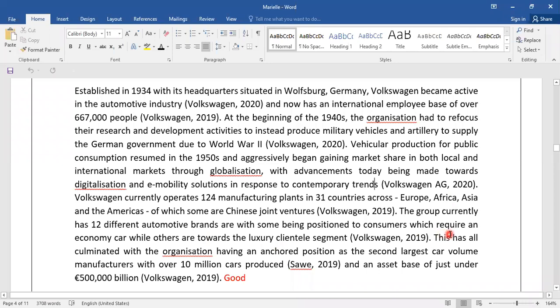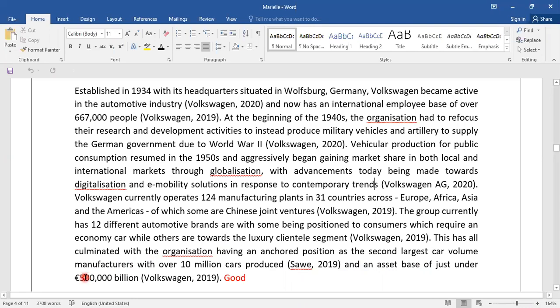They have the second largest share of manufacturers. They are the second largest manufacturer of automobiles in the world, which is true, I think. General Motors, an American company, is the largest. And they have an asset base of just below half, 500 billion euros.